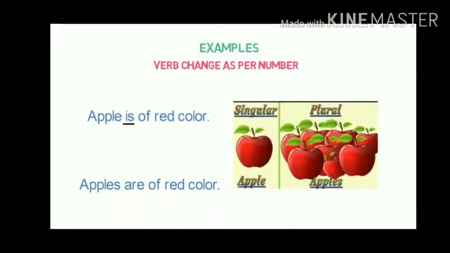These are the examples which show that verb changes as per number. Number one is, apple is of red color. Apple is singular, so here we are using is according to the number. Apples are of red color. Here apples are in plural form, so we are using are according to the number of the subject.